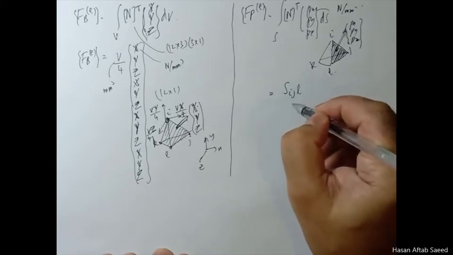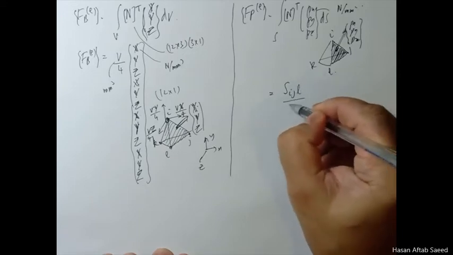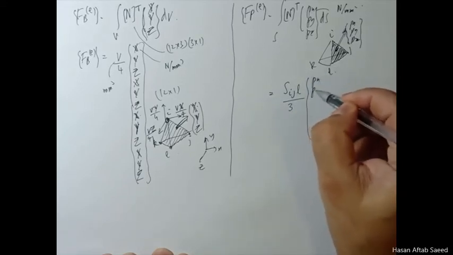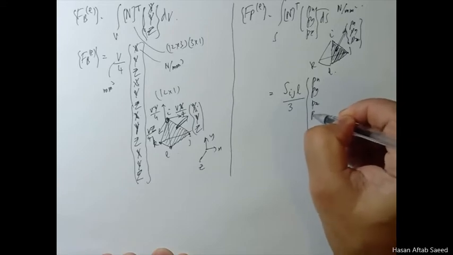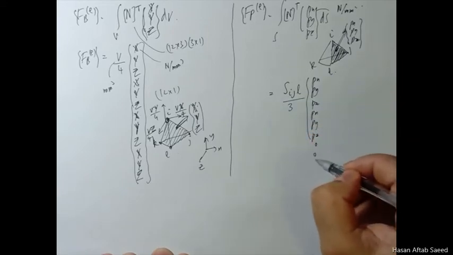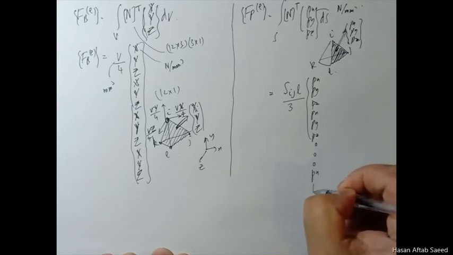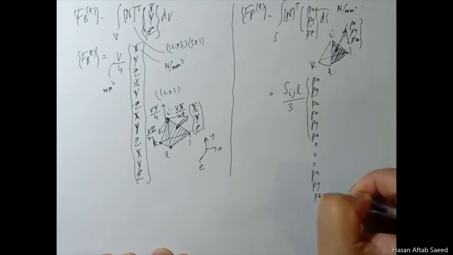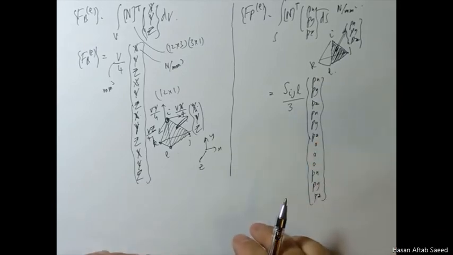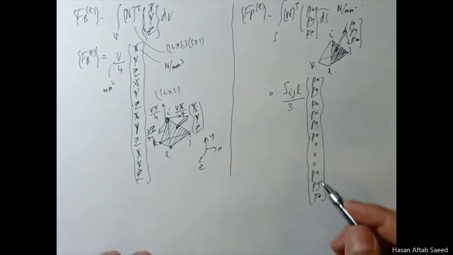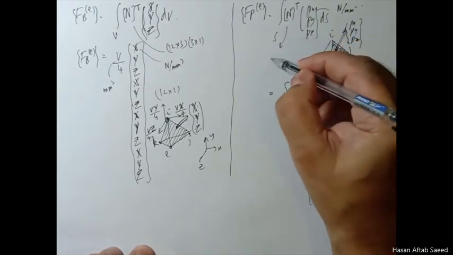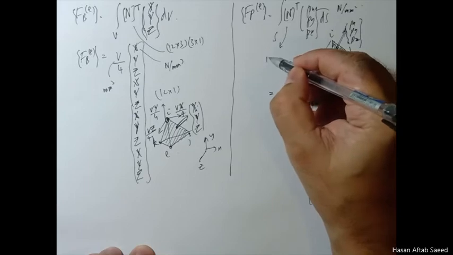Sijl over 3, Px, Py, Pz, Px, Py, Pz, 0, 0, 0. I'll explain these: Px, Py, Pz. Again, as far as dimensionality is concerned, this one is 12 into 3.